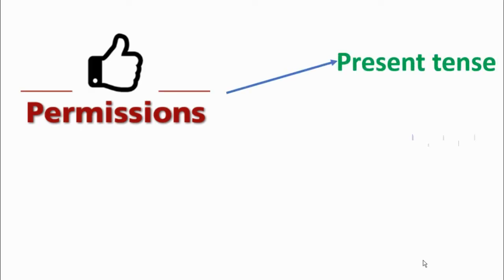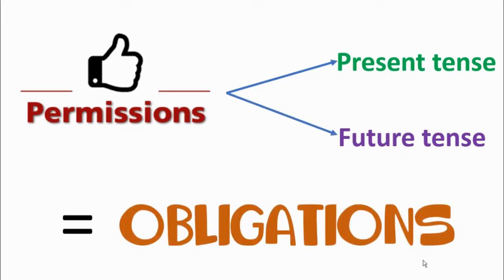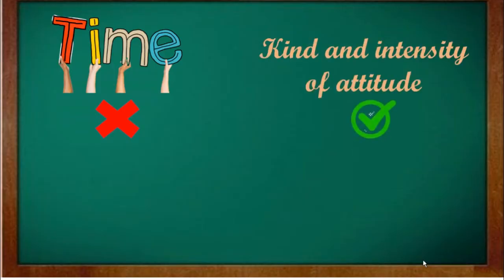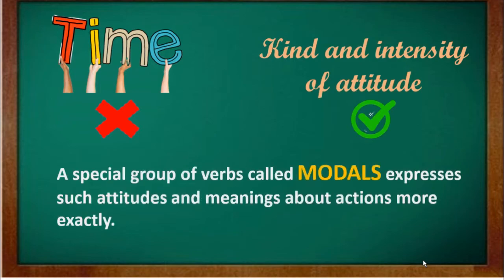In asking permissions, for instance, do you use the present tense or the future tense of the verb? Expressing obligations also leads to the same kind of dilemma. In both cases, the focus is not on the time of when the action happens, but on the kind and intensity of attitude involved in the action. A special group of verbs called modals expresses such attitudes and meanings about actions more exactly.